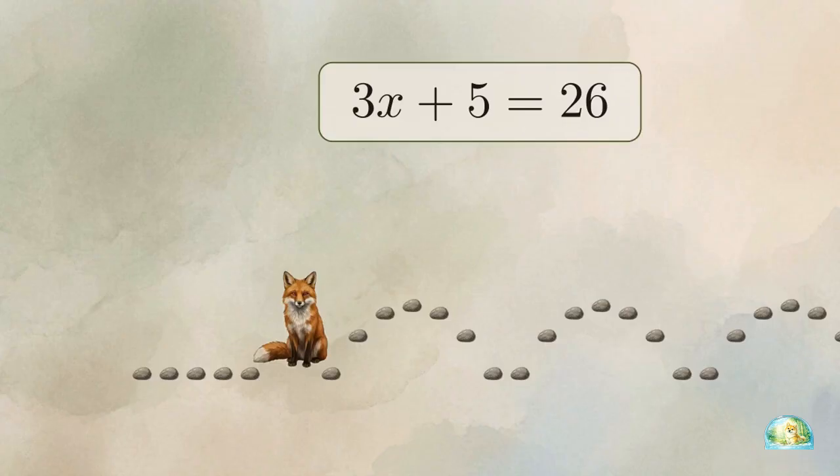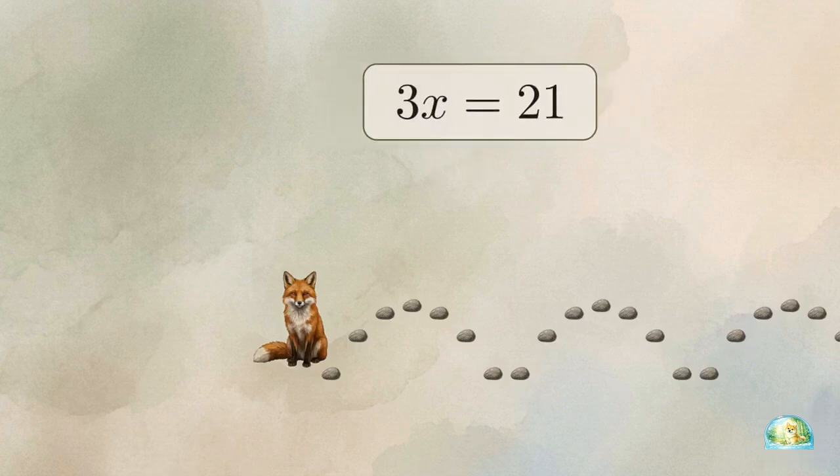Looking at the 3 and the x, it is tempting to jump straight to dividing, but the multiplication is glued tightly to the variable. To untangle this, we have to remove the loose added amount first. We subtract 5 from both sides to clear out that constant. The equation updates to 3x equals 21.